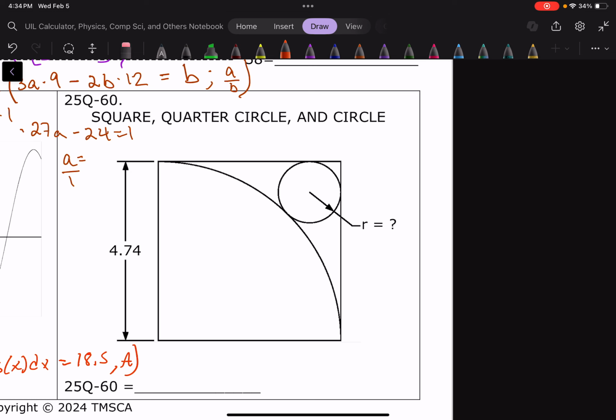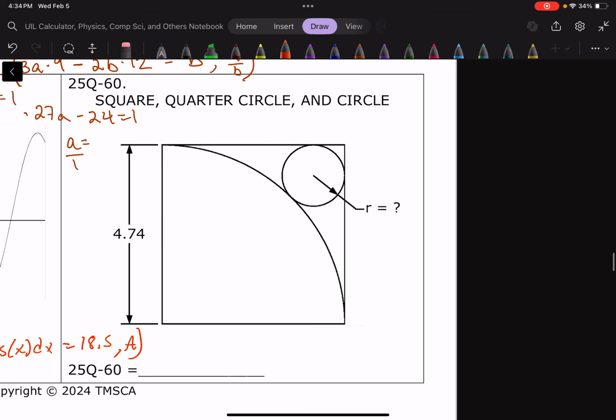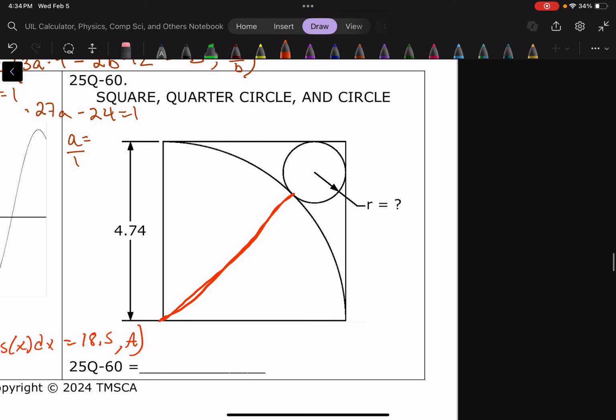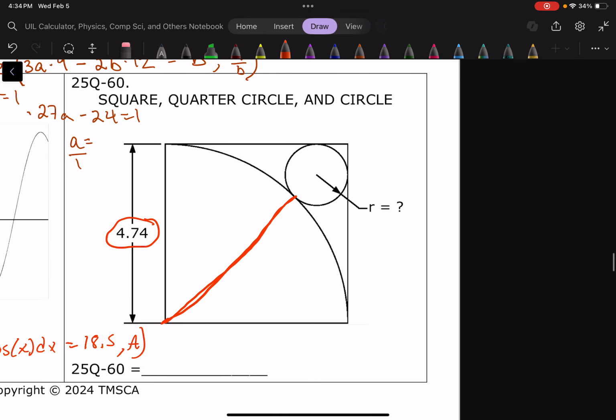Alrighty, last one, 60. Ooh, how do we do this? There's a couple ways to do this. One way is the radius of this circle, or arc, is going to be 4.75. This line right here happens to be 45 degrees. Now they want us to get the little radius of this guy here. So let's go ahead and build it up a little bit.